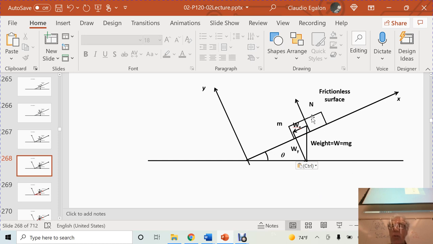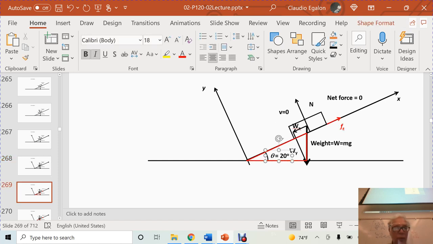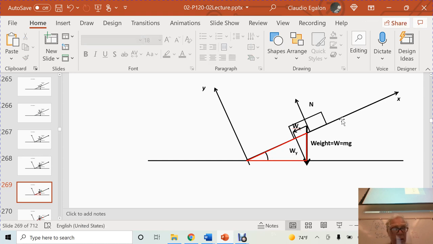Okay, so what's going to happen to this object? It's going to slide down the plane, right? There's no friction, and you start at initial velocity zero. So what's going to power the object down the plane is this x component of the weight. Can you picture that? Okay. And then the key now is to figure out what's the value of this x component of the weight. This guy, what's the value?